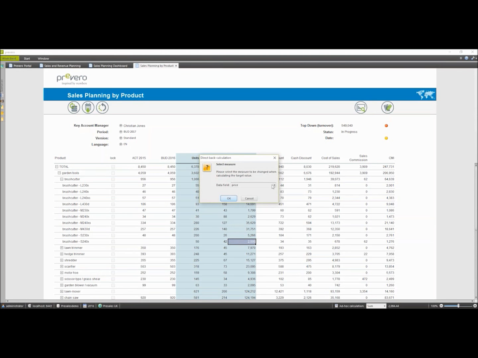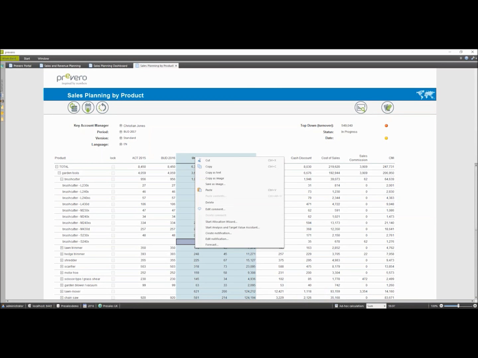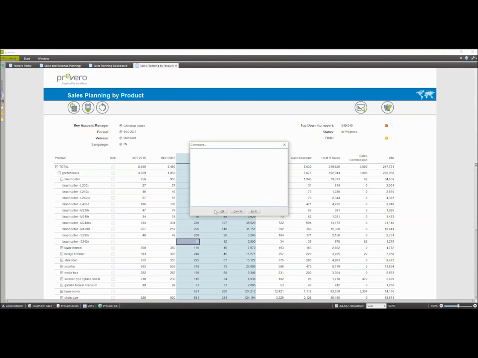What I could have done is also done it the other way around. What I need it to be is 2,500. And then when I put that in, it's asking me how do I want to calculate that, i.e. how do I want to break that back? So do I want to change the price or do I want to change the units? Well, I just want to change the units there. So we can actually break back the other way as well.